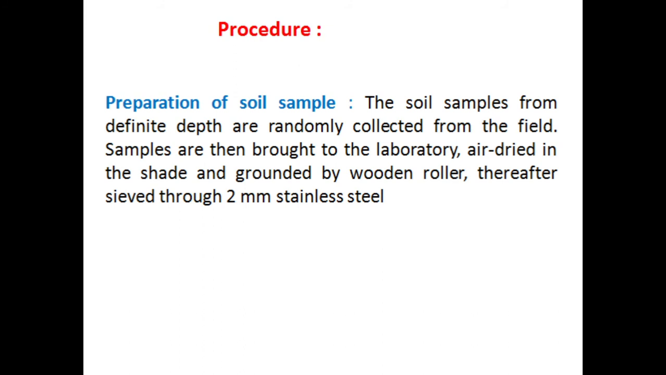Okay, and it is air dried in the shade, not in direct sunlight, and then it's ground by using wooden rollers. Thereafter sieved through a 2 mm stainless steel sieve. Okay, so we'll get the soil of 2 mm mesh size. So this is sample preparation.